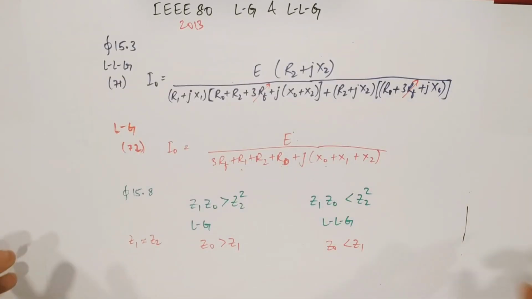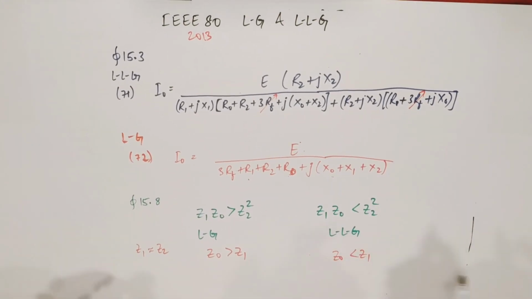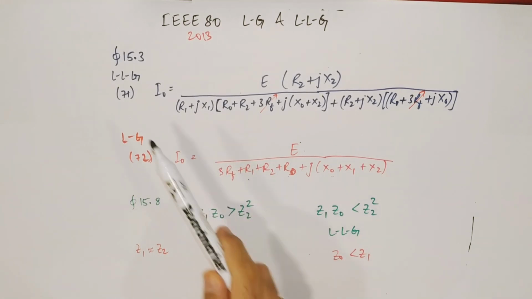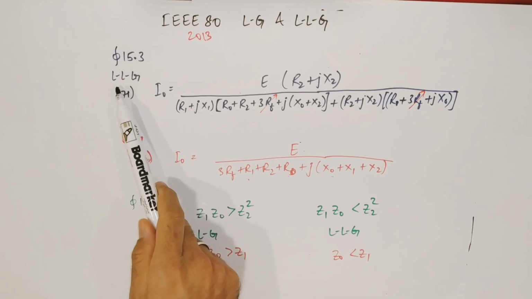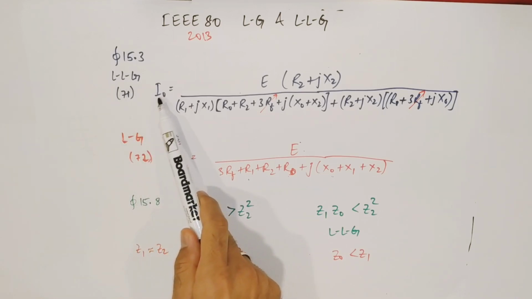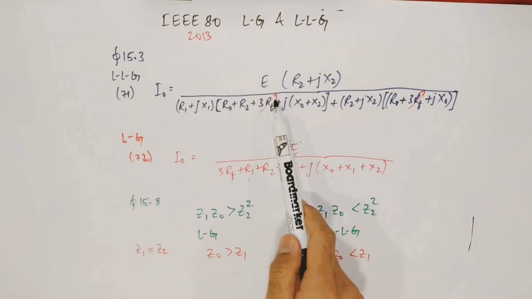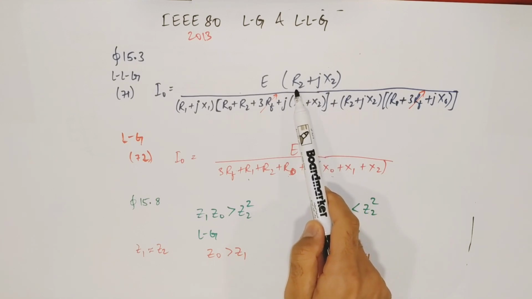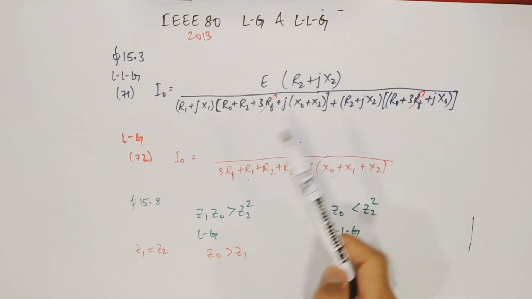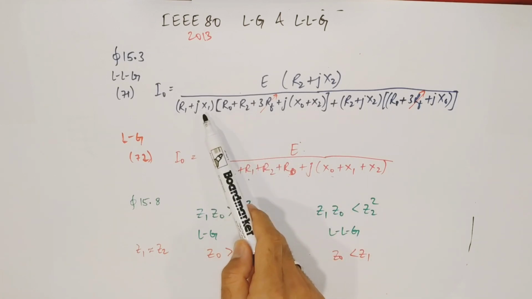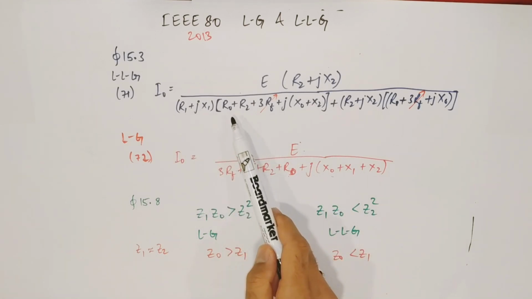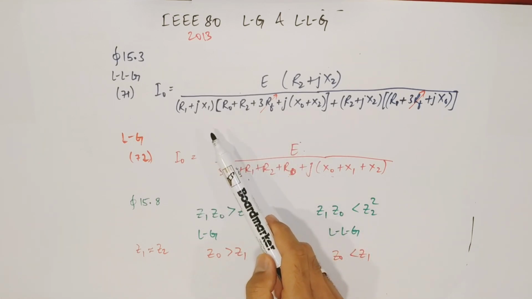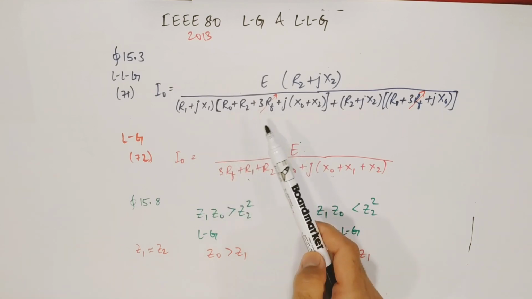Now we'll check what is mentioned in IEEE 80 for line to ground and double line to ground fault. The standard version I've used is 2013. In this, clause 15.3 suggests the formula for double line to ground fault for the zero sequence current, with the voltage, and this is your negative sequence impedance, where R2 is the negative sequence resistance and X2 is the negative sequence reactance. Similarly, R1 and X1 are resistance and reactance for positive sequence, and R0 and X0 are the resistance and reactance for zero sequence impedance.